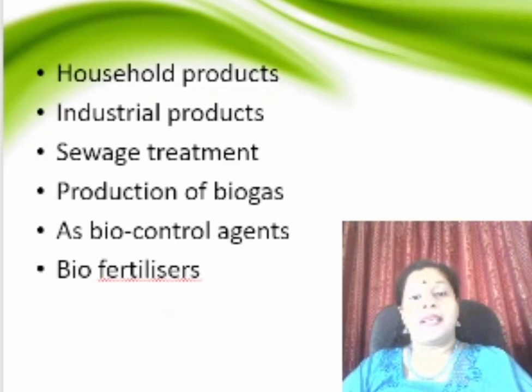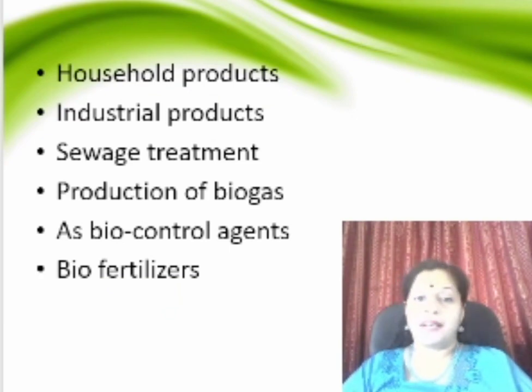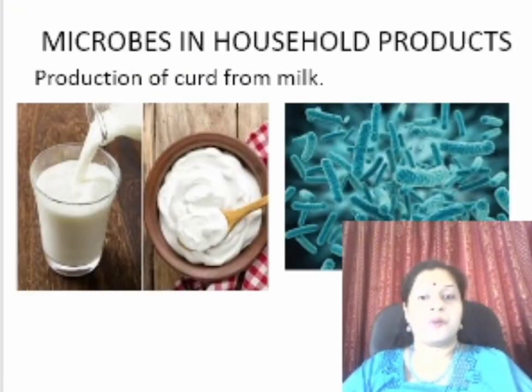All these advantages or uses of microbes we are studying under these headings. First, how are they useful in household products? Then, how are they useful in making industrial products? Then in sewage treatment, that is wastewater treatment, production of biogas, as biocontrol agents in farming, and also as biofertilizers. Let's see one by one. Once we finish this, the chapter is done. So first is household: microbes in household products.